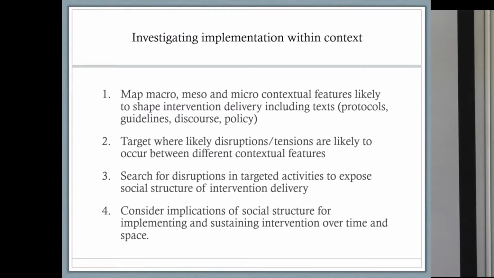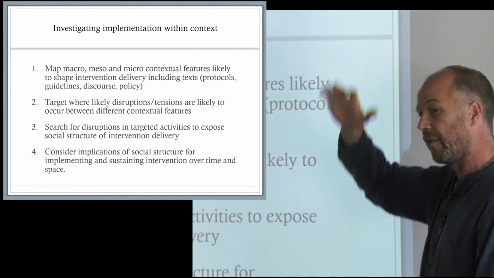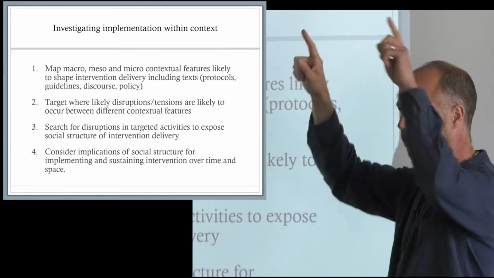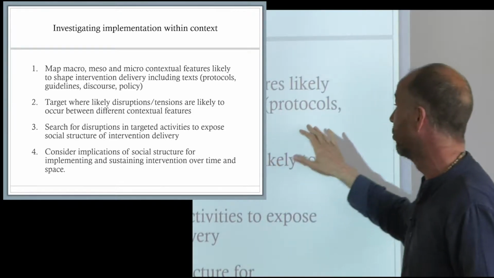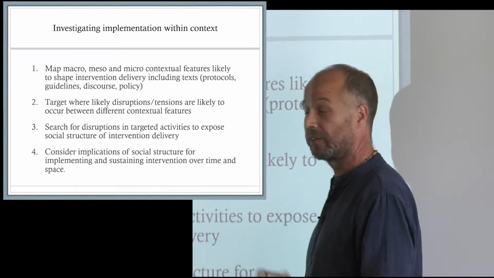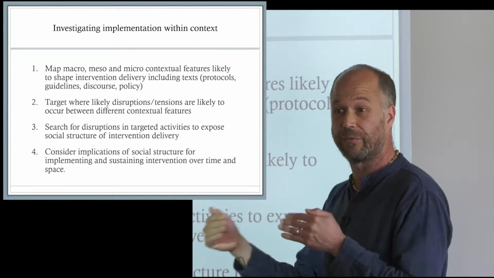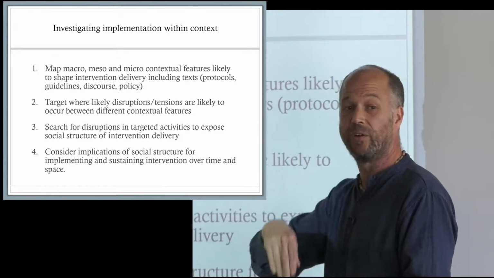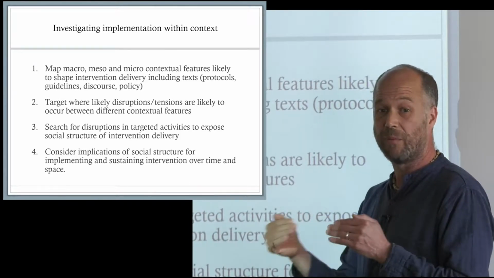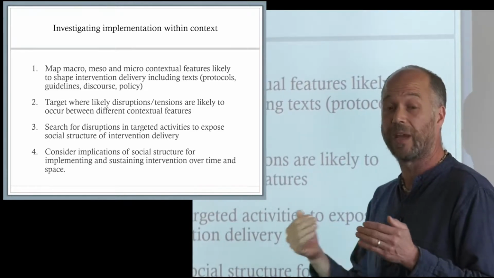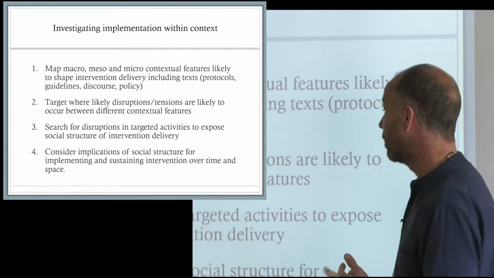So what I've done, the approach I've taken then, is to map out macro, meso, micro contextual features, providing a structure to context, and then try to consider the relationship between macro all the way down to micro, and including texts, protocols, guidelines, discourse, policy. And then to target where disruptions, tensions are likely to occur between different contextual features and the intervention that you're implementing. Is it compatible within this context, or is it going to really cause a major problem? Where's it going to cause a problem? How is it going to happen? And once you can kind of speculate prospectively, you can then go and investigate it.